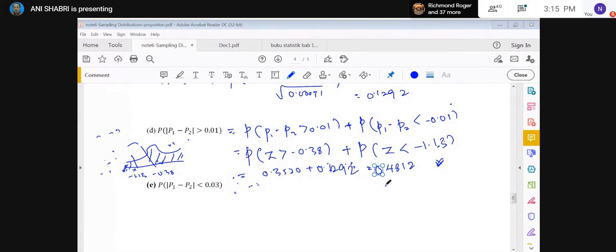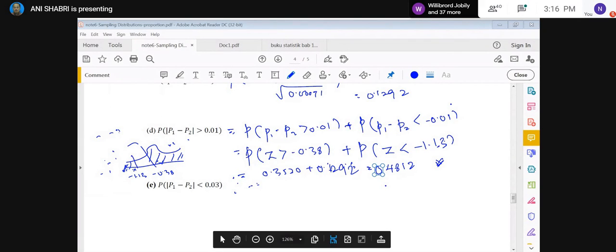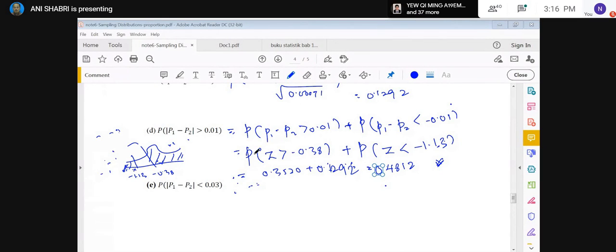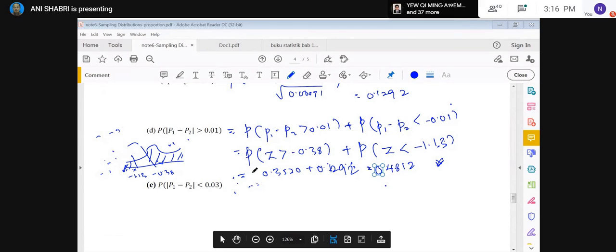Yang itu Z larger than negative 0.38, bukan nak satu minus yang probability itu ke? Oh, ini ya. So I think use one minus is correct. Oh, you're correct. Okay. Thank you, Doctor. My answer is itulah wrong. One minus. Okay.